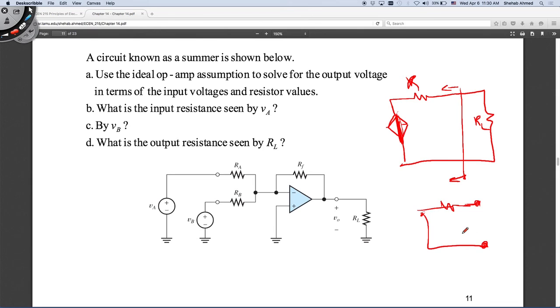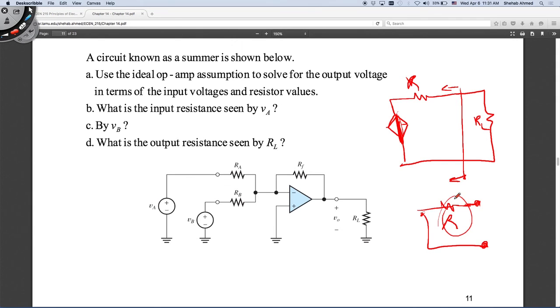What is the equivalent resistance seen by these two terminals? This resistance R. Right? So your Thevenin equivalent resistance seen by your load is this R value. The output impedance would be R in this case. In the previous case, the output impedance is 0.